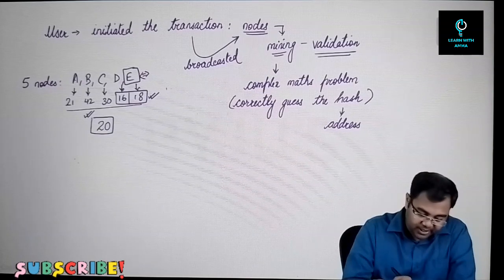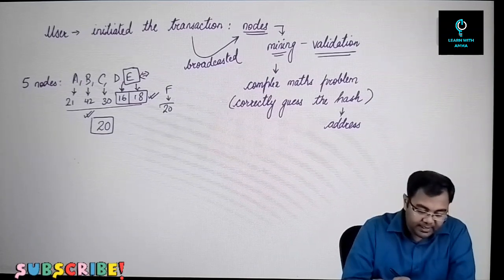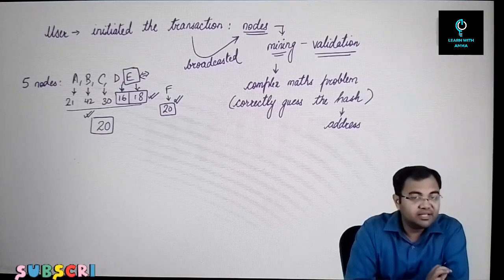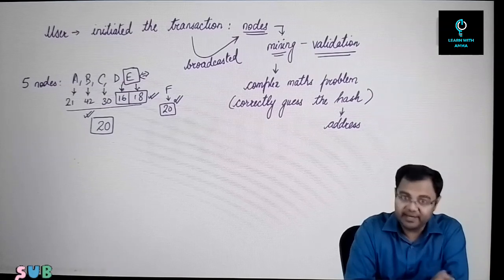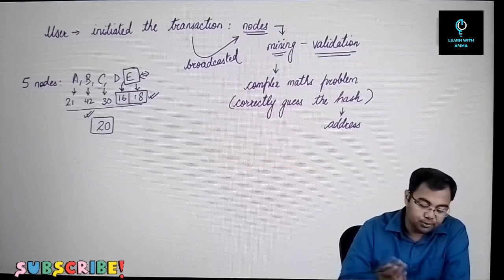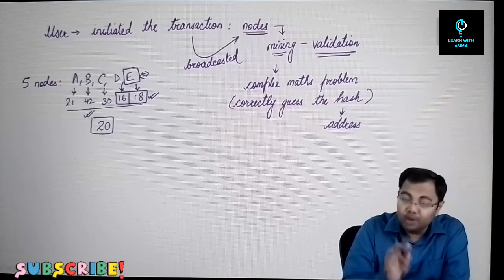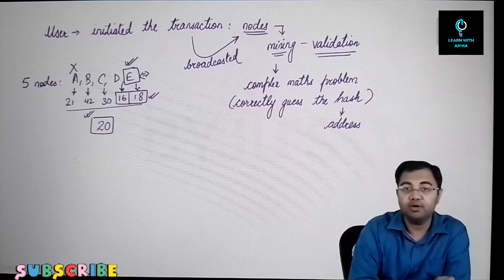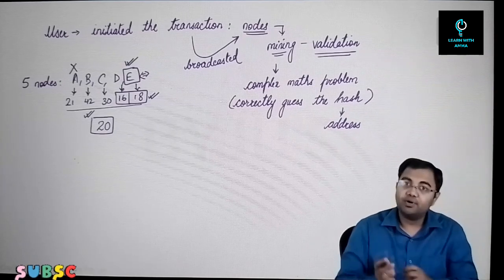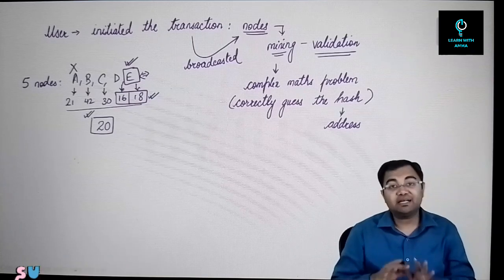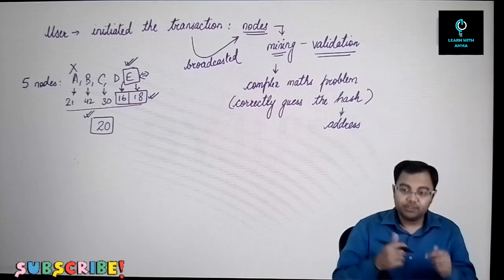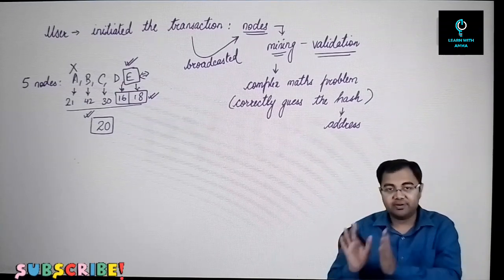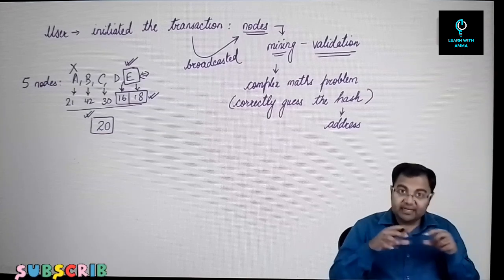If there was another user F who would have guessed 20 correctly, then the reward would have gone to F. But because nobody has been able to guess the number correctly, it goes to the user who has the closest smaller number as compared to the hash. That's why A will not get the reward, E will get the reward. Understood? So E is the one who has correctly mined this particular block. As soon as the mining and validation of this block has happened, this block now gets added to the blockchain. So it contains a hash.